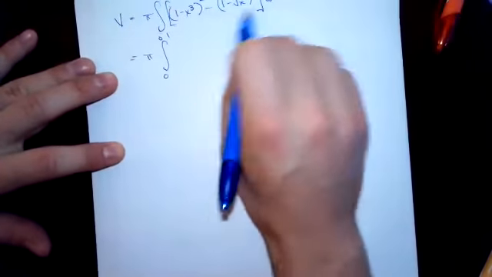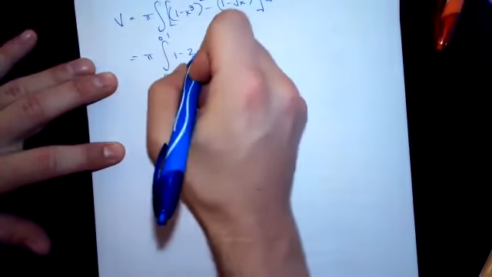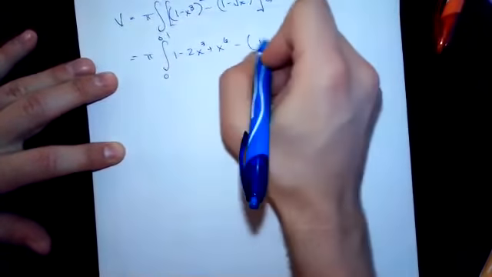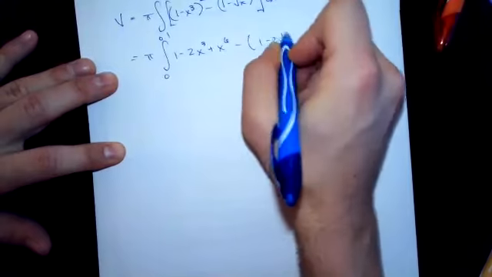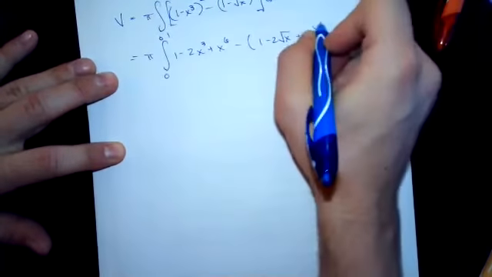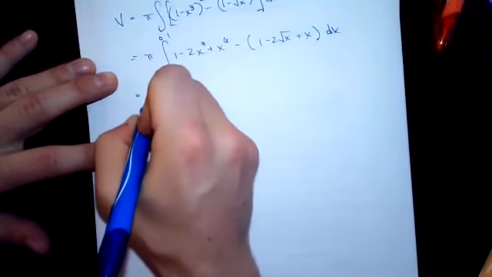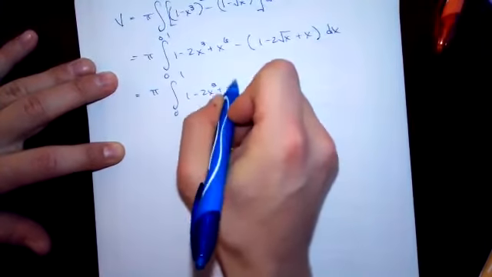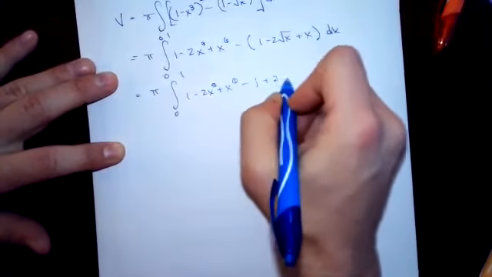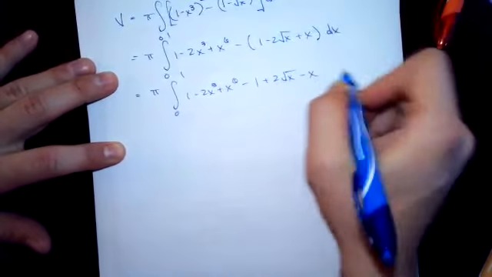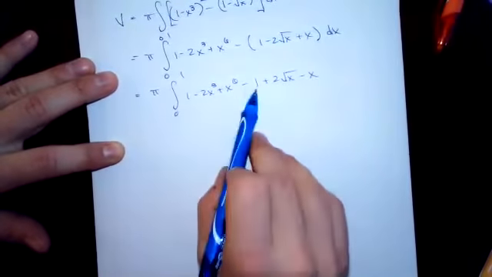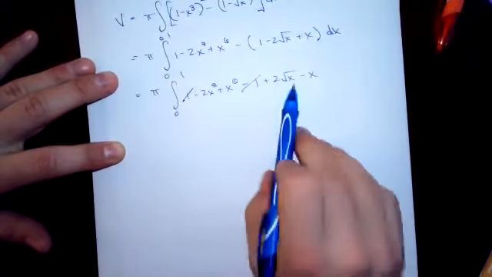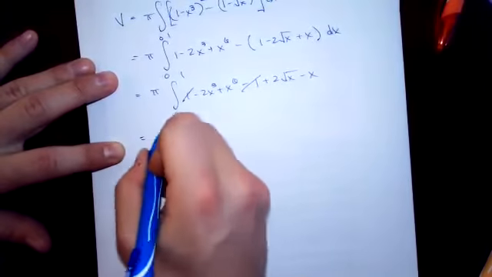0 to 1, bunch of algebra. I'm going to go through it quick. 1 minus 2x cubed plus x to the 6th minus 1 minus 2 square root of x plus x, dx. Pi, 0 to 1, 1 minus 2x cubed plus x to the 6th. Let's distribute that minus sign. And any like terms, it looks like I've got 1 minus 1. Those will cancel. Everything else looks like it's still going to be there, and we need to integrate.